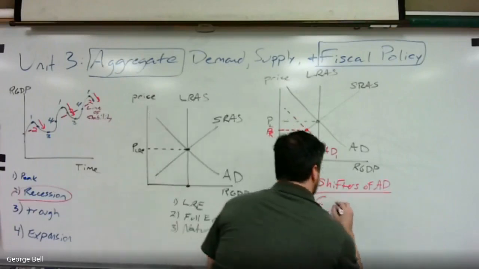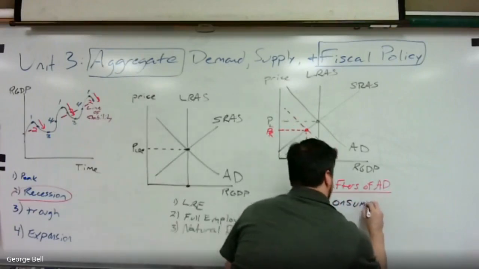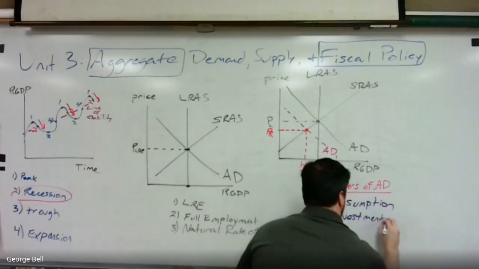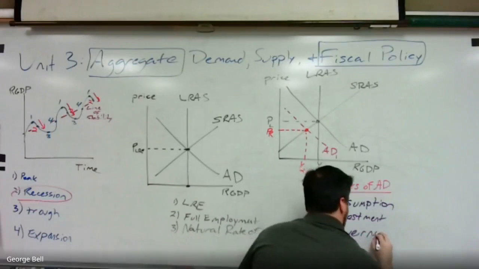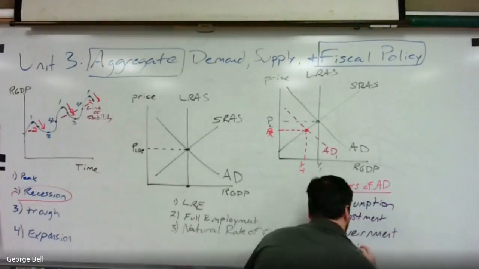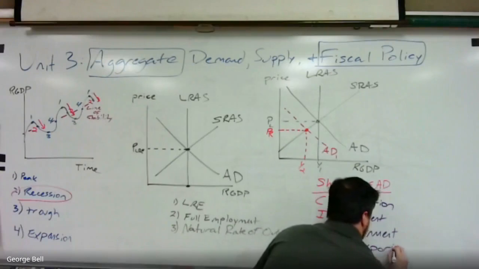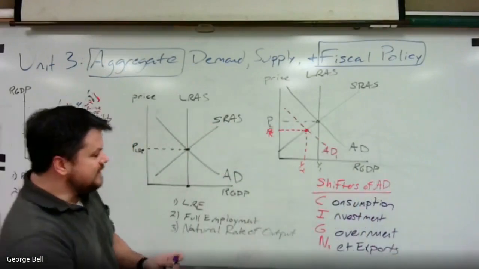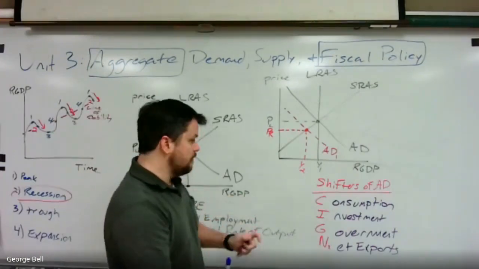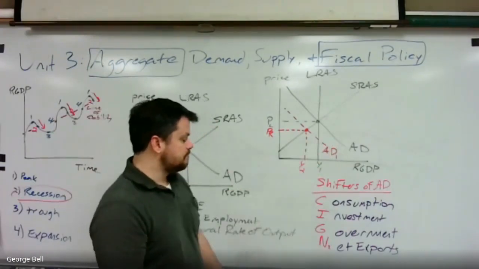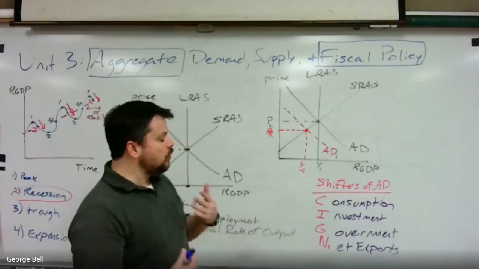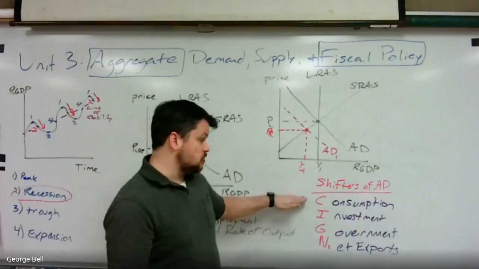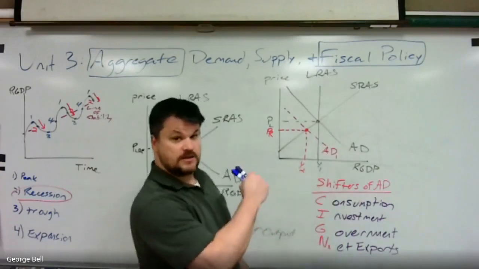The answer is consumption, investment, government expenditures, and net exports. These items then are what we call our shifters of demand. If any of these are below normal, we will fall into a recession. And then what we will learn is government will spend more or manipulate our consumption to push it back to where we ought to be.